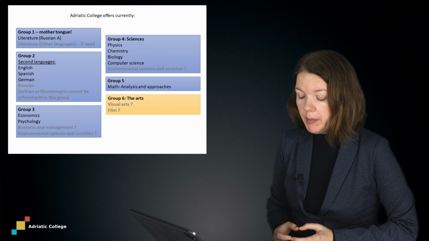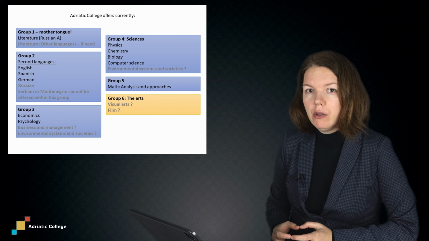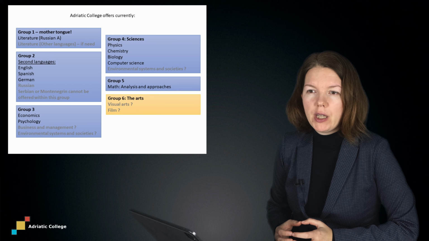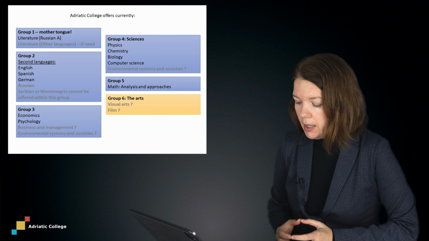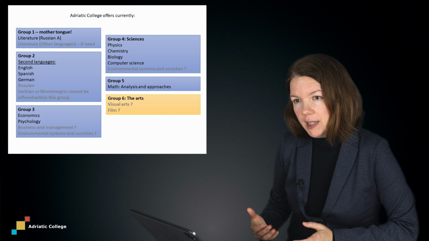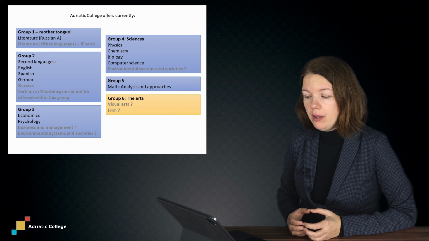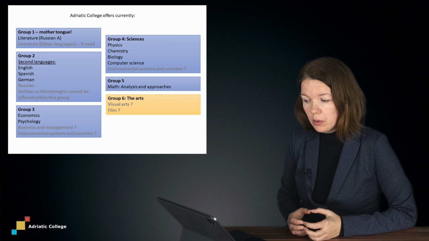ESS, environmental systems and societies, will be added possibly for the group 3 and for the group 4. Regarding the group 4, we are proud of the fact that the list of subjects that we offer now is quite wide, and it includes biology, physics, chemistry and computer science. In the group 5, we offer the analysis and approaches math course. We plan to keep that.